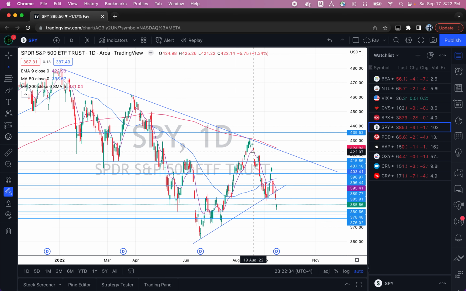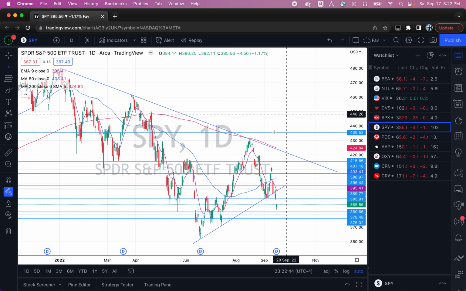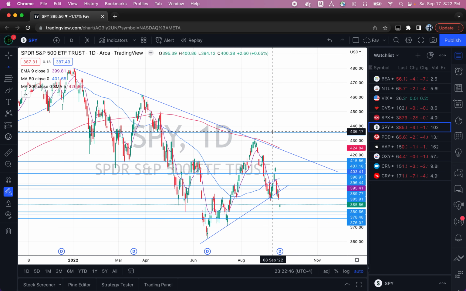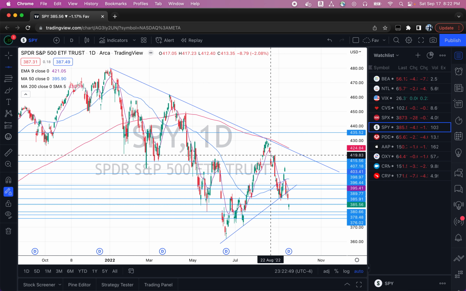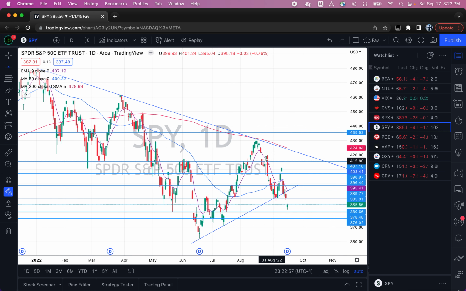pretty bad here. I was expecting a little pullback to this level, and then I thought it would go like this, breaking out of this 200 MA trend. But I wasn't expecting this much of a sell off on the report.